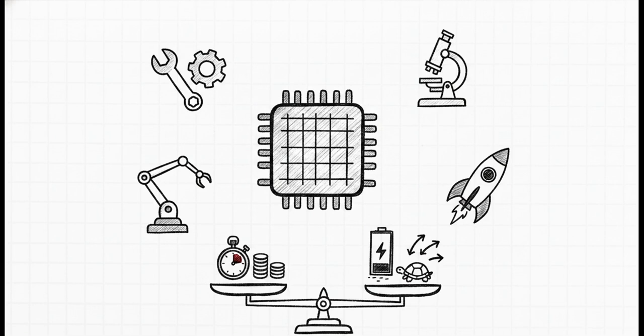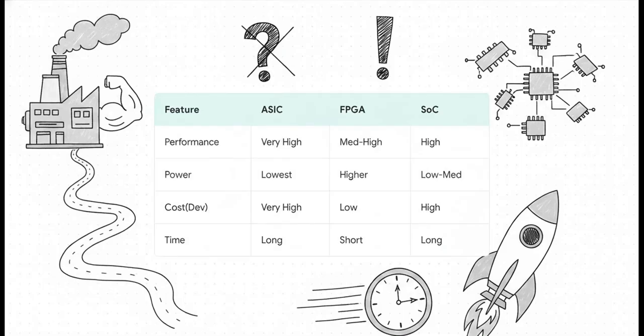However, that flexibility definitely comes with a tax. FPGAs consume higher power, they generally operate at lower speeds than ASICs, and they usually require a physically larger chip to accommodate all those reconfigurable gates. Let's compare these directly. We've actually added the SoC in here as a bit of a preview, but take a look at the time to market row.